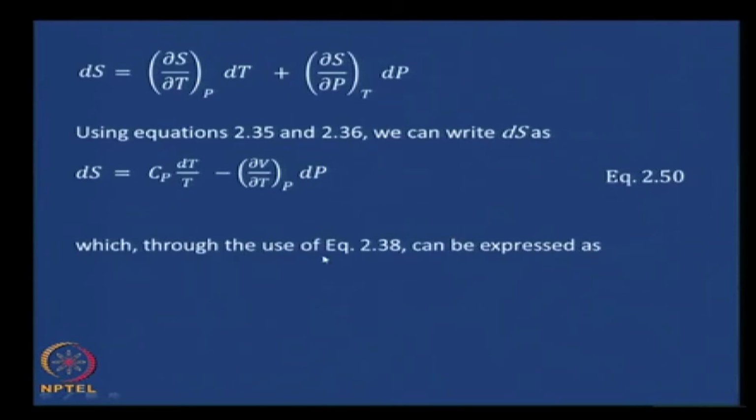which can be expressed as, we are going to use equation 238 now, dS equals Cp dT by T minus alpha V dP. Note that this is (∂V/∂T) at constant P. Therefore, this is the variation of volume with temperature at constant pressure, related to expansivity, and therefore the 1 by V is actually the expansivity, and this becomes alpha times V. We will call that equation 251.